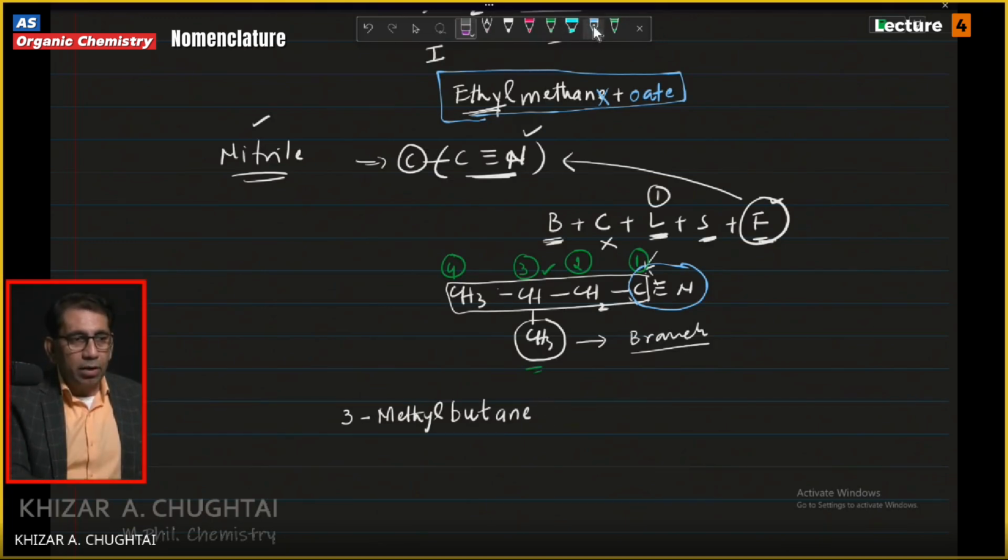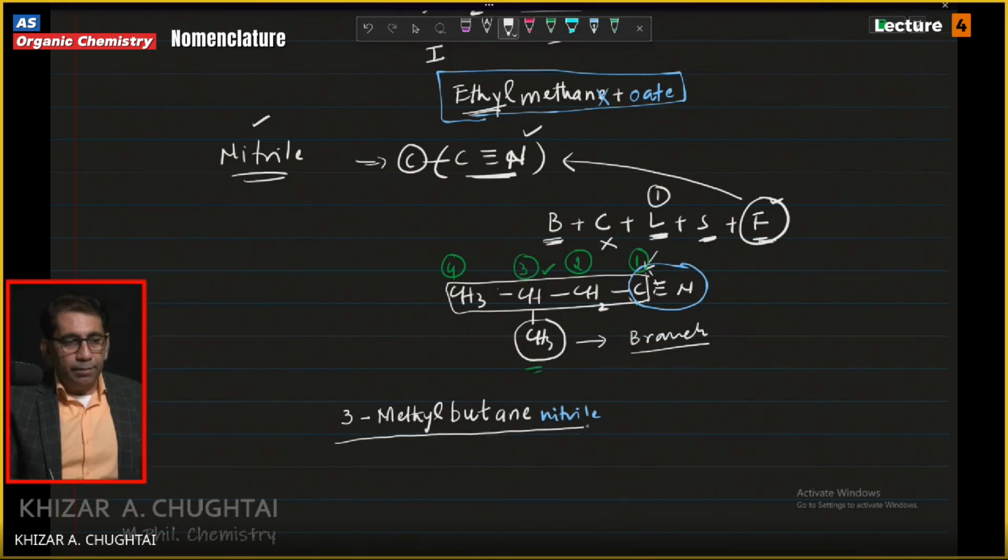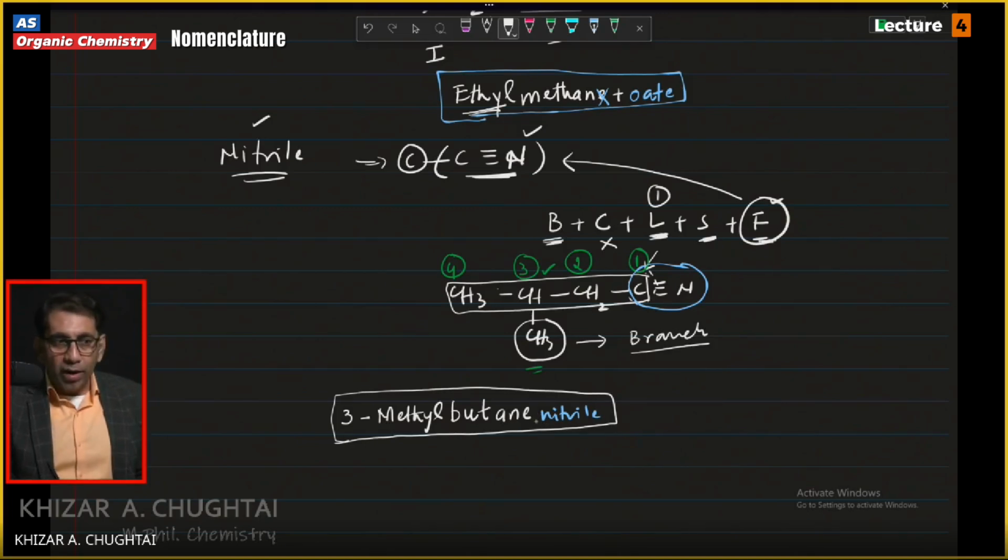It's again not very difficult. So the overall name is 3-methyl butane nitrile. And I'm not going to drop this E because the next letter is not a vowel. So E will remain intact with this name, 3-methyl butane nitrile.